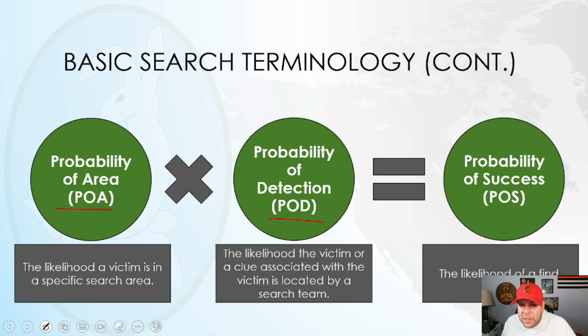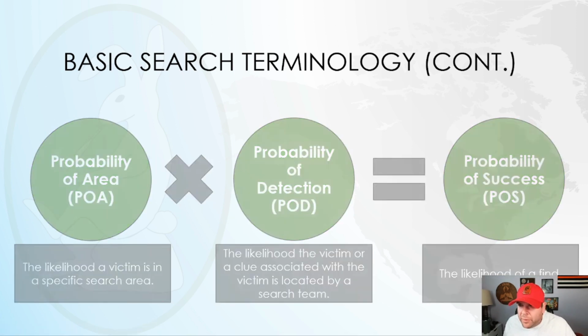Probability of area is the likelihood that a victim is in a specific area. What's the likelihood that they are in the area that we intend to search? You multiply that by your probability of detection, and that's the likelihood the victim or a clue associated with the victim is located, or can be located, by a search team. So these two elements multiplied give you the probability of success, the likelihood of a find.